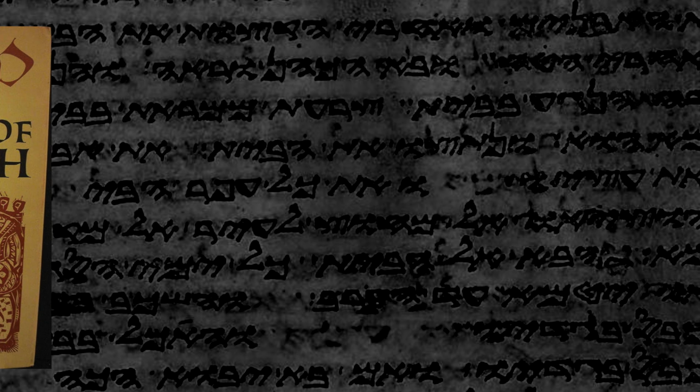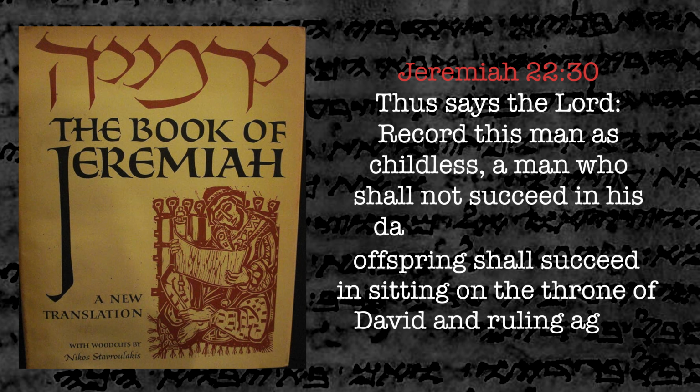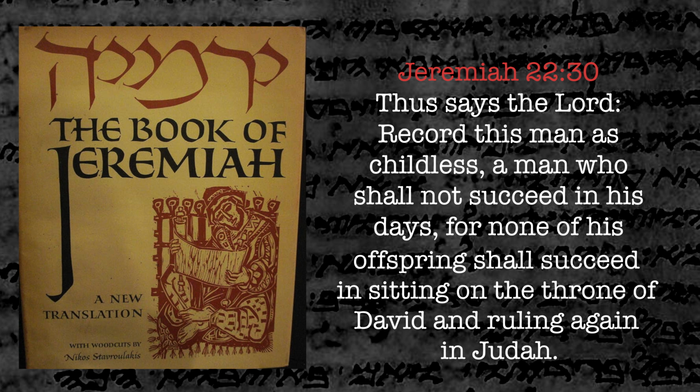Now, one last interesting thing about Matthew's genealogy is that it shows that Joseph was related to Jeconiah, Israel's last king that was related to King David. So why would this be significant? Because in the book of Jeremiah, chapter 22, verse 30, God says this about Jeconiah. "Thus says the Lord, record this man as childless, a man who shall not succeed in his days, for none of his offspring shall succeed in sitting on the throne of David and ruling again in Judea." That's a bummer because Jesus, through Joseph adopting him, is in the lineage of this cursed Jeconiah.